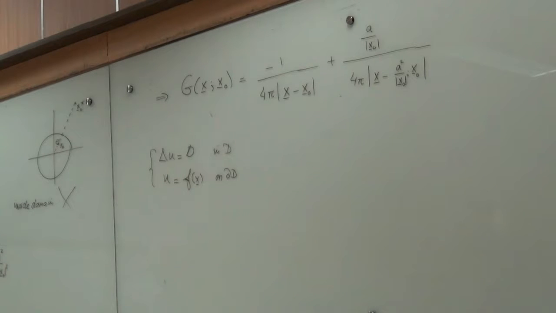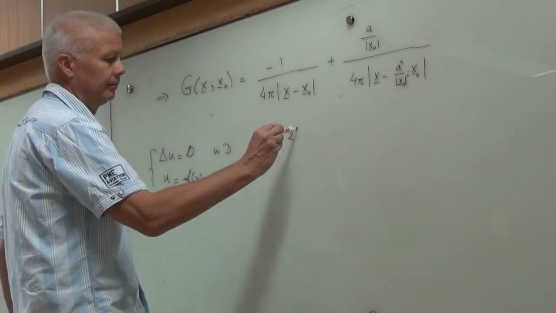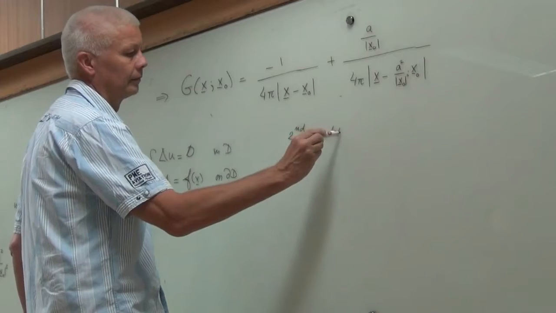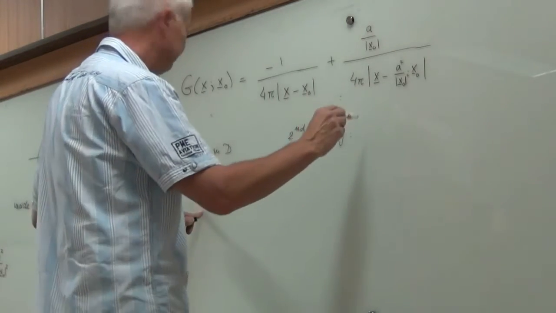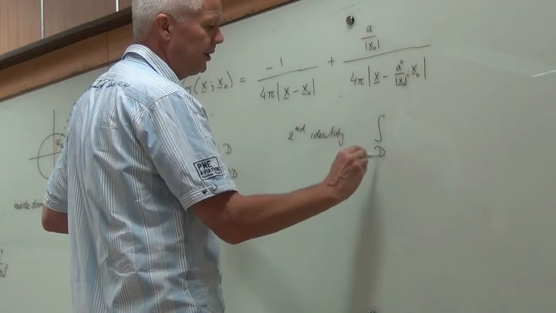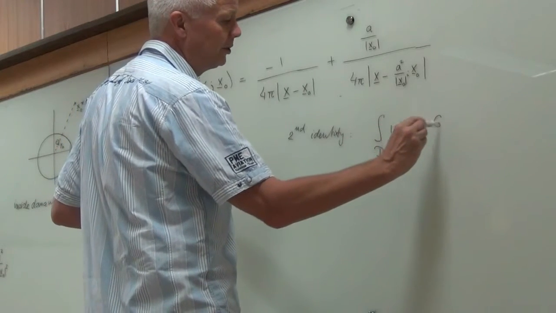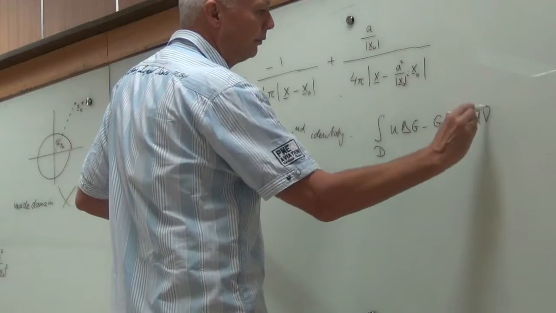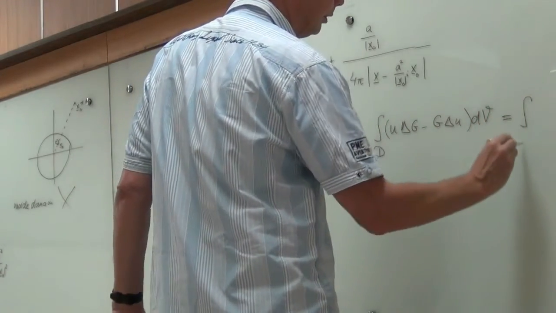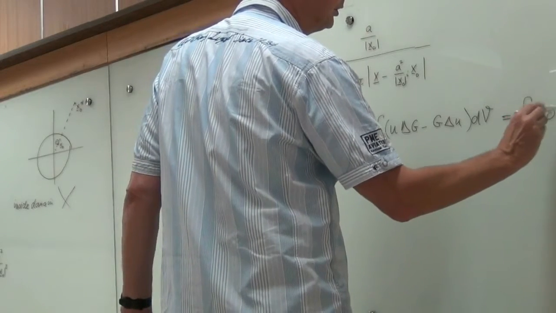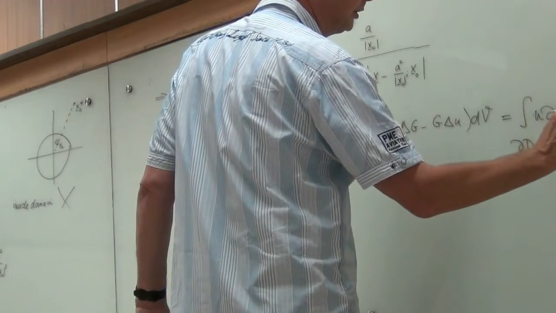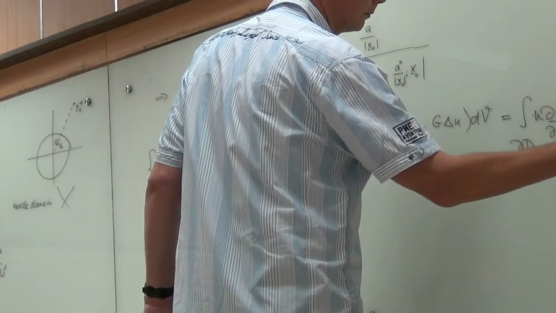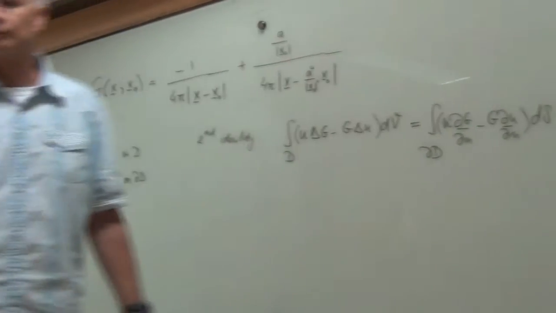Yeah? And then you just apply the second identity of Green. Can we do that? Yeah, that can be done very fast. Second identity. The integral over D of u Laplace g minus g Laplace u dV is equal to the integral over the boundary of u dg/dn minus g du/dn.